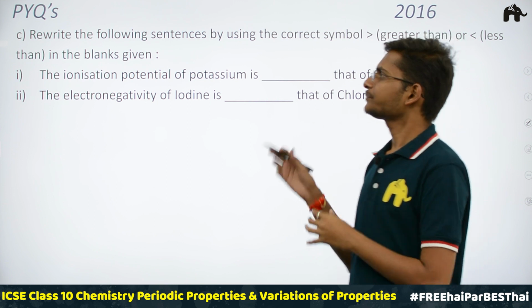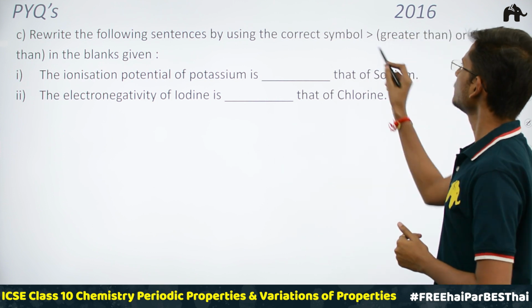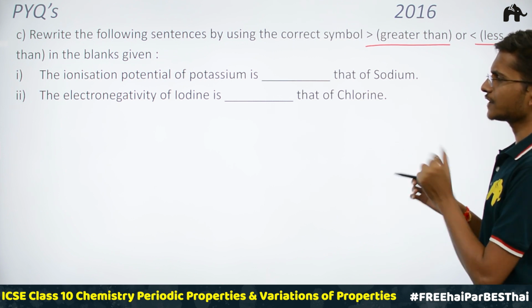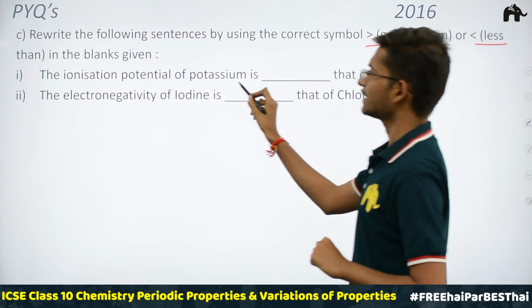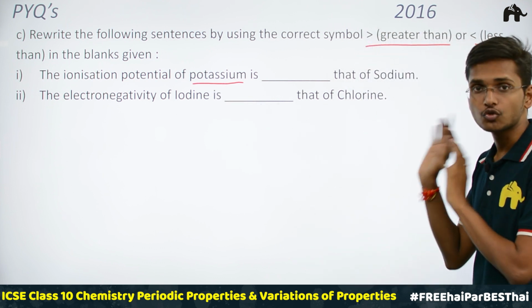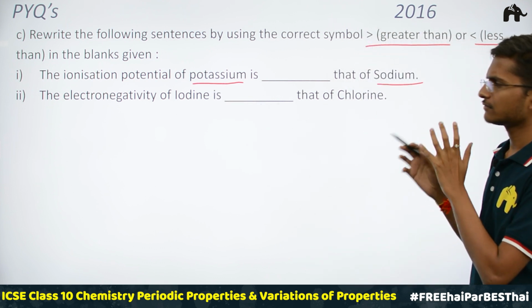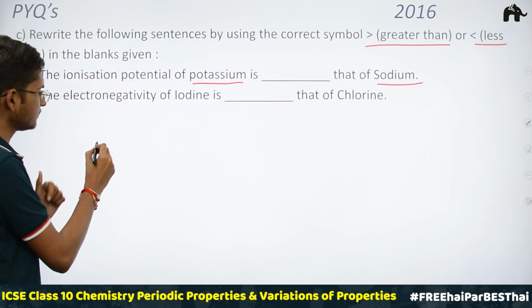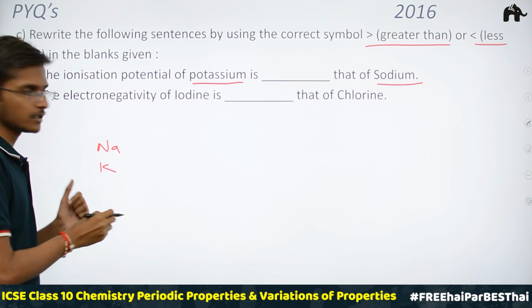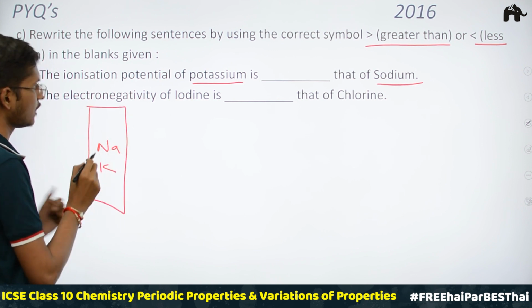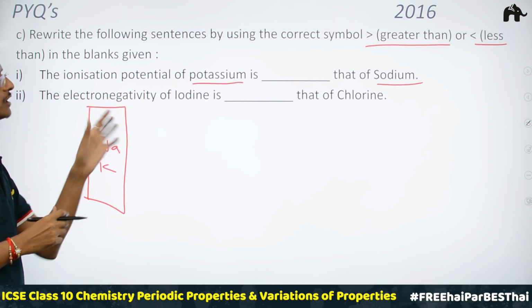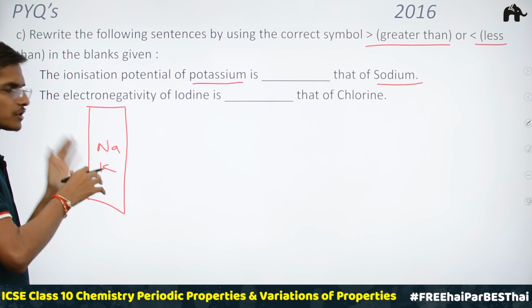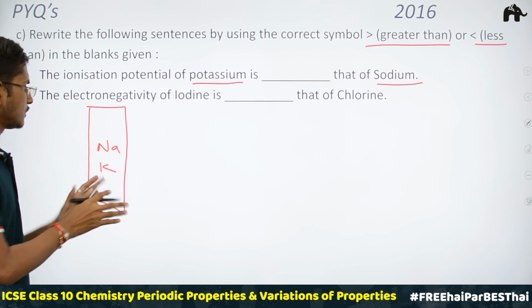Okay, the C part: rewrite the following sentences by using the correct symbol greater than or less than in the blanks given. First, the ionization potential of potassium is dash that of sodium. So first let's locate potassium and sodium. Third period sodium, fourth period potassium, right? And group number 1. Now they are asking us whose ionization potential is more. We have to first figure out whose ionization potential is more or less. So how can we figure it out?